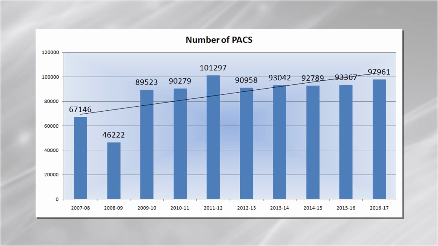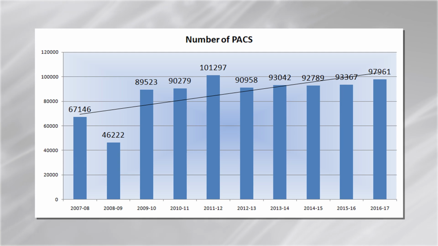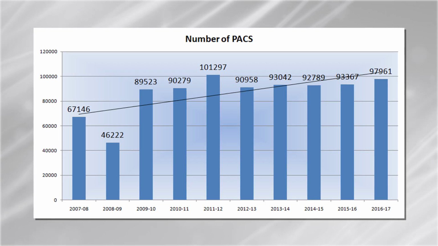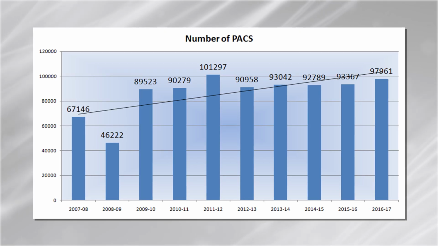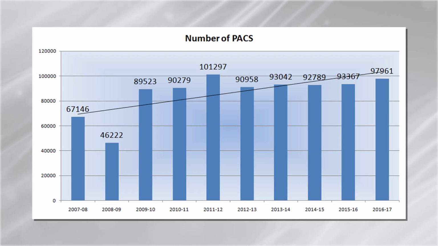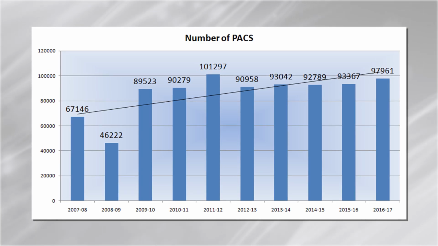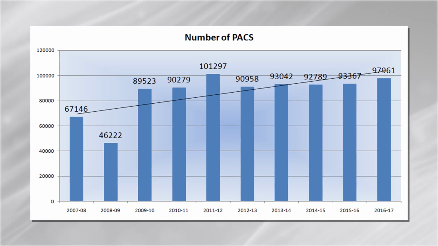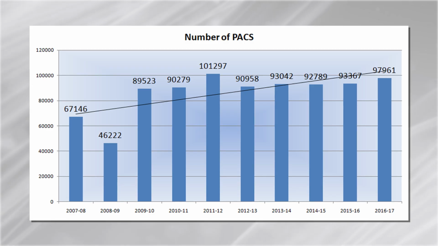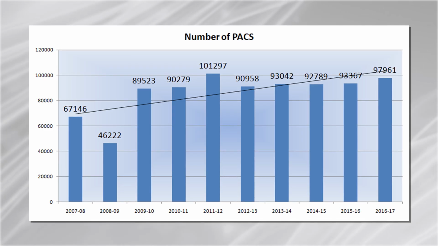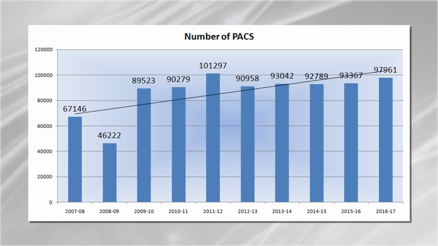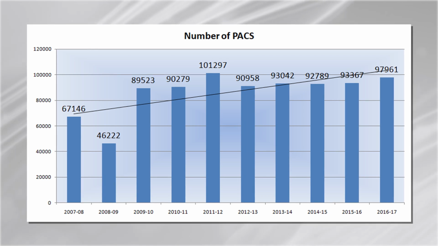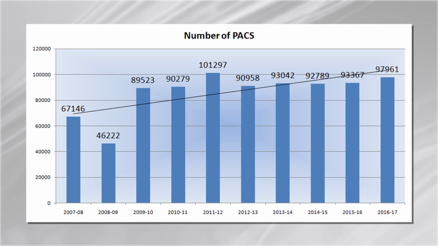Here you can see the trend. There is a trend line given in the graph. From that trend line you can see that the line is going upward. So that's why we can see that there is a growth in the number of the primary agriculture cooperative societies. In some years, in the year 2011-12, we had 1,297 credit cooperative societies. So in some years the growth was very good, but still there is an increasing trend in the number of the primary agriculture credit cooperative societies.